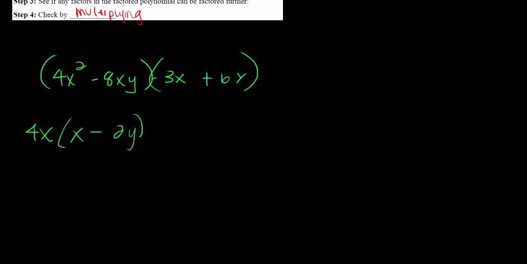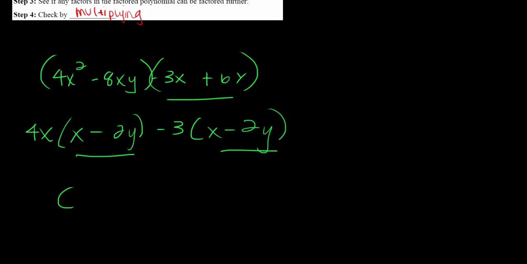Now in this next binomial, I have a 3. That is my GCF, but because the 3 right here is negative, I'm going to pull out a negative 3 instead of a positive 3. And I will be left with x minus 2y. So now I have an x minus 2y in common, and I'm just left with 4x minus 3.